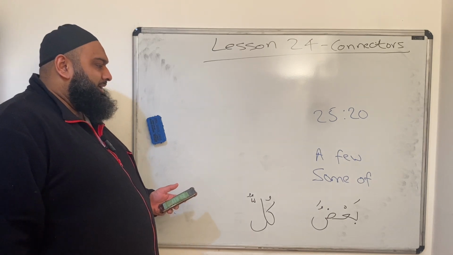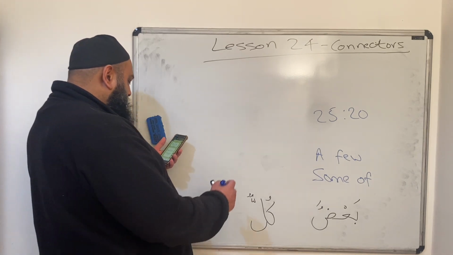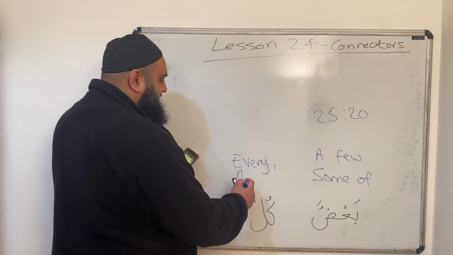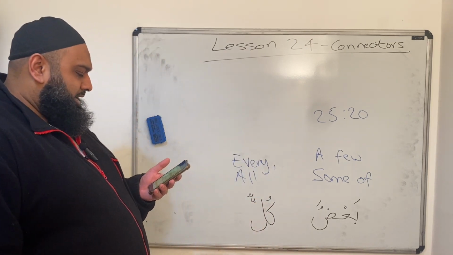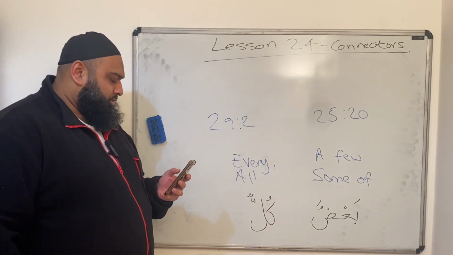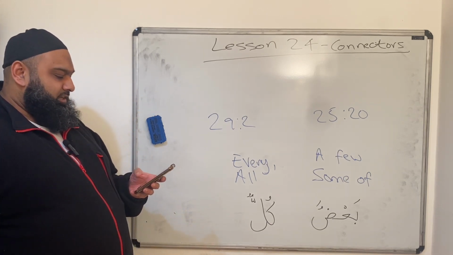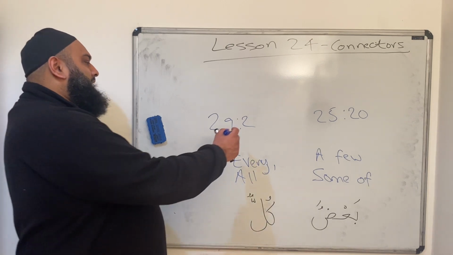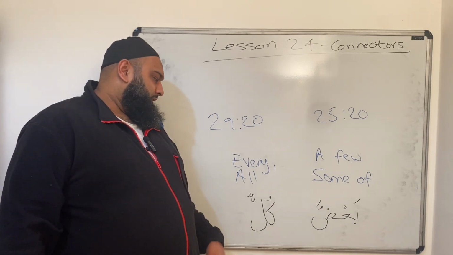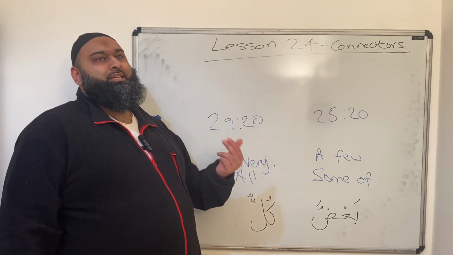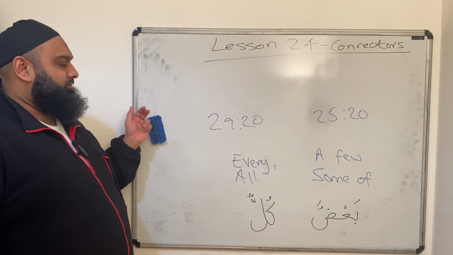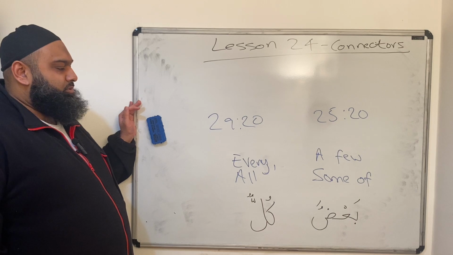Okay, and then we've got the last one, which is kull, and kull means every or all. There is a difference in how this is used, but let's use the famous ayah, 29:20, the example that's been given. Surah Al-Ankabut: Inna Allah ala kulli shay'in qadir. We can see that this is kullun, but kulli in the verse. So we can see that kull is affected by the grammar. Before kull is ala, and ala is a harf jar, and that's why it's taking kulli.